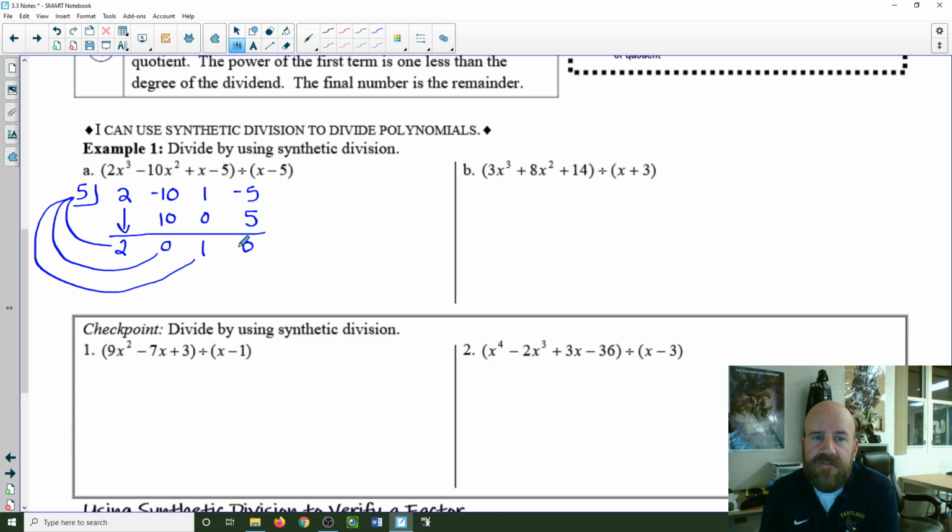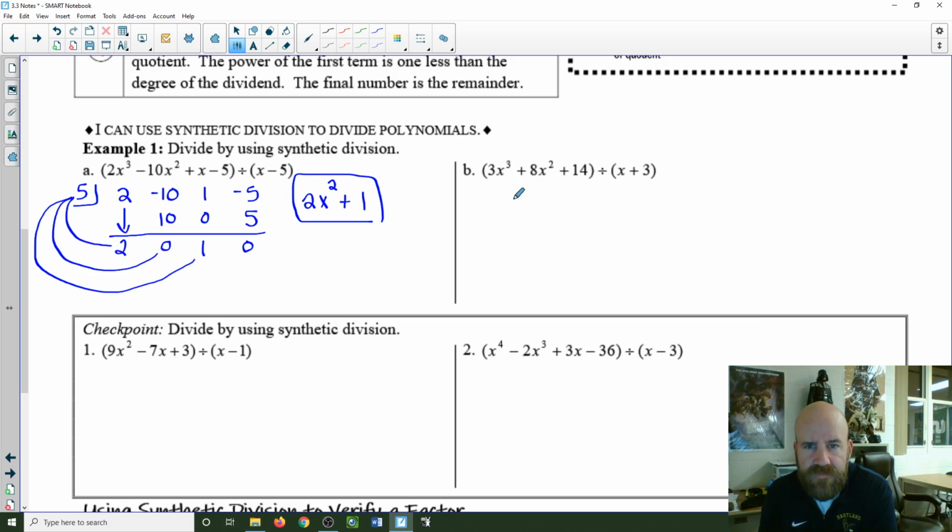So as long as we get a 0 here, this means no remainder. And what we do with these numbers, we're dividing an x to the third by an x. So that result would be an x squared. So these numbers down here are coefficients of our answer. So we get 2x squared plus 0x, we don't need to write that, plus 1. And then if we had a remainder, we would write it in remainder form. But this would be our answer right here.